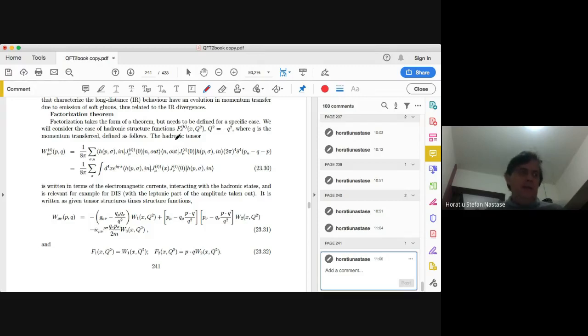Factorization is a complicated subject, and people have built careers around this. In particular, the person I think most people consider the most involved in factorization is George Sterman from Stony Brook. But in any case, factorization always takes the form of a theorem. However, it cannot be stated generally for all, like we did for the KLN theorem. We cannot do this for any quantum mechanical system or something like that. We have to do it case by case.